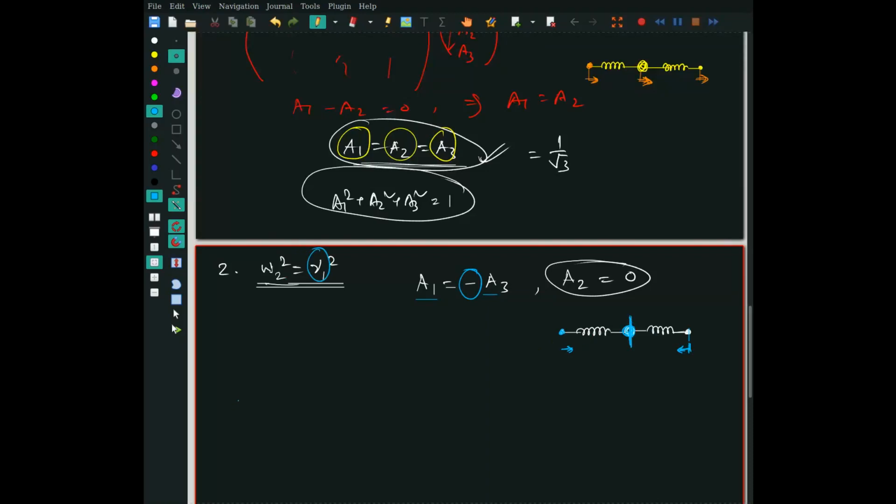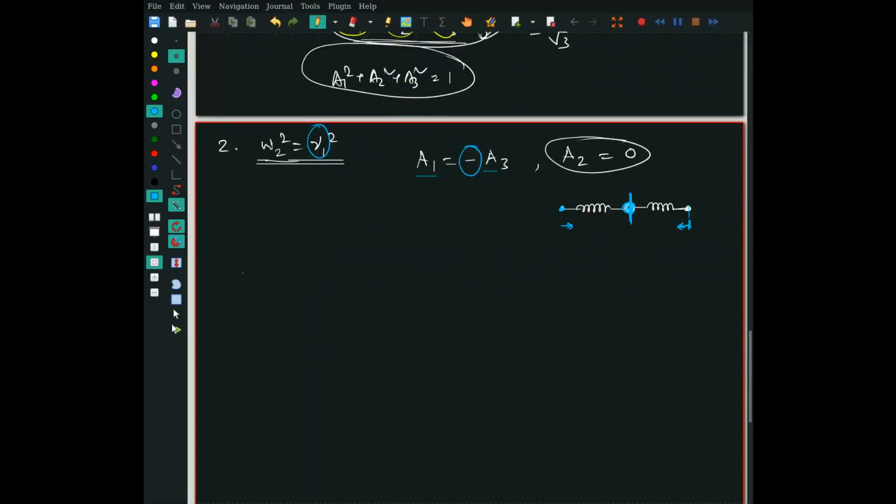So the second mode is nu 1 square. All right. And the third mode can be a bit more complicated. So the third mode, Sir, you have shown that the molecules are moving towards each other. It can also happen that they are moving away from each other.